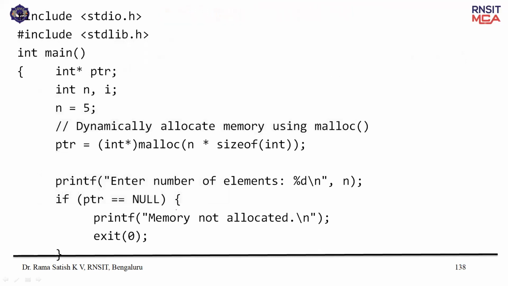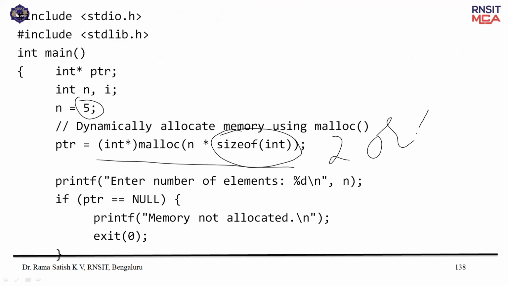So now look here. You're dynamically allocating memory for 5 integers. Why 5? n is equal to 5 and sizeof integer. Each size of an integer may be 2 or 4, it depends upon the compiler type. Based on that, it will allocate the memory. And look, if the memory allocation is successful, then it will get some address. If it is not successful, the pointer will be null.